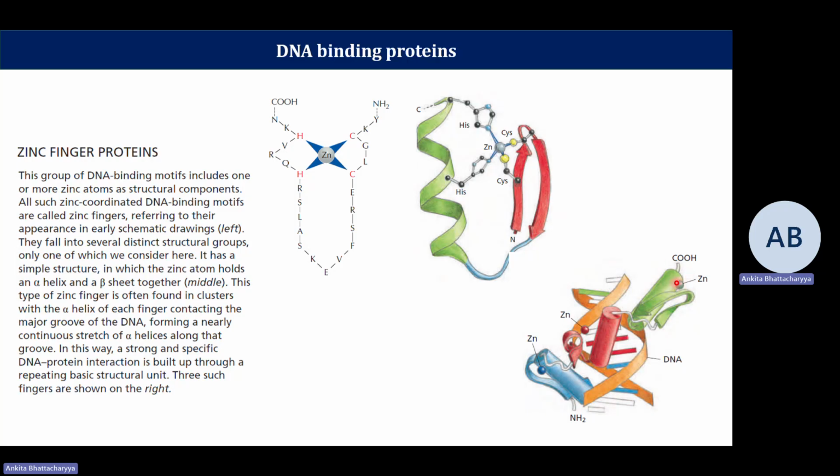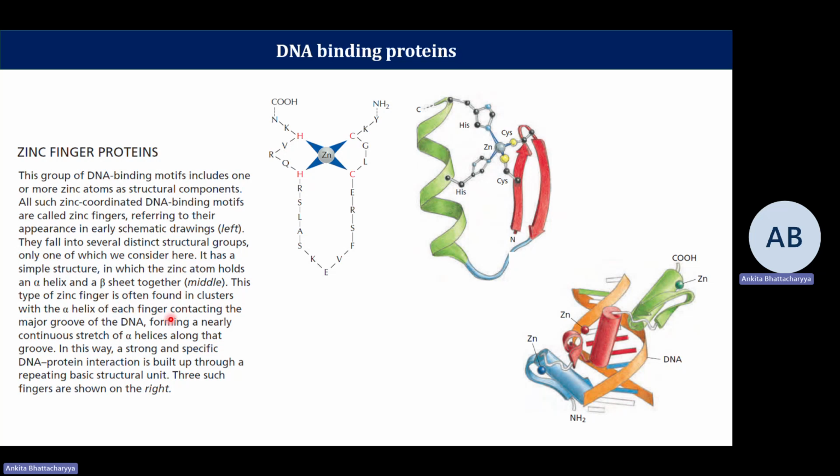And often you will find that they fall into different structural groups as well. In one, the zinc atom holds an alpha helix and a beta sheet together. What you see here, this is your beta sheet, this is your alpha helix, and at the center, there is a zinc atom which is forming coordination bonds and completing the zinc finger. That is one possibility. The other possibility is that there can be two different helices, and the zinc atom coordinates between those two as well. And yeah, this forms a continuous stretch of alpha helices.